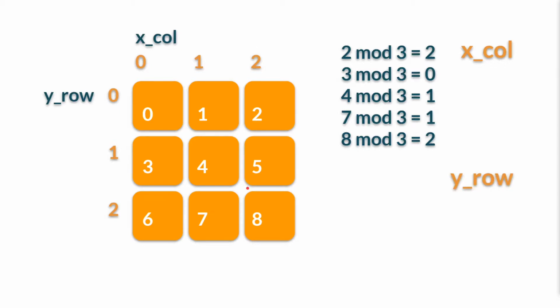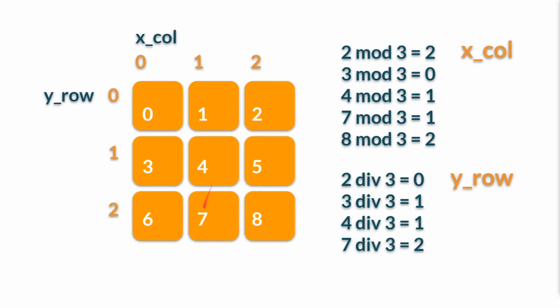And to get the Y value or row value, again, you use the div operator. So 2 div 3 is 0. And indeed, that's the row we would want for the value 2 in the array. 3 div 3 is 1, 4 div 3 is 1, 7 div 3 is 2, and 8 div 3 is also 2. So next up, we have, how do you reverse this?